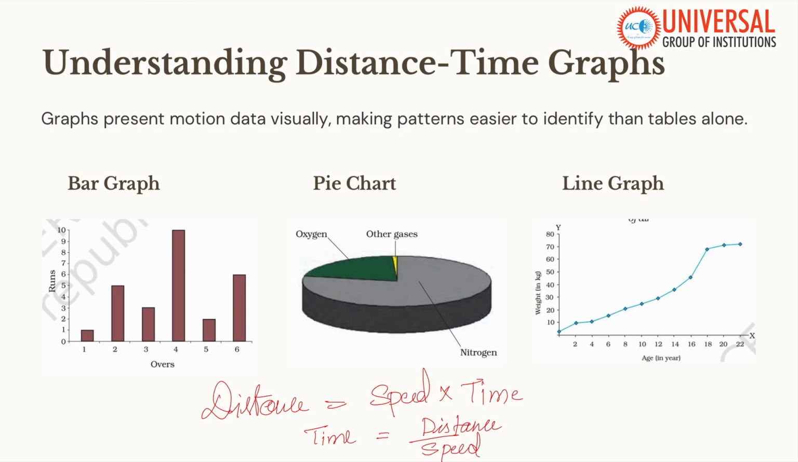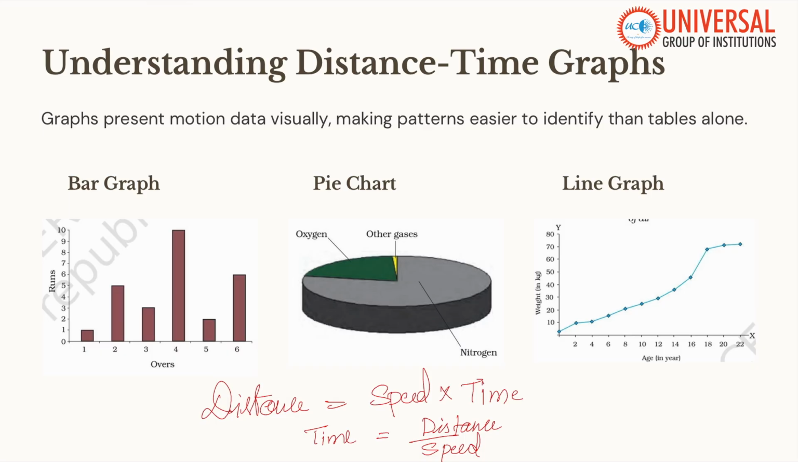A speedometer measures the speed of a vehicle, and an odometer measures the distance travelled. These instruments are commonly used in cars, buses, motorcycles and all. So how do we measure speed? Speed can be measured when the distance and time are known. Why? Because distance is equal to speed times time, and time is equal to distance divided by speed.